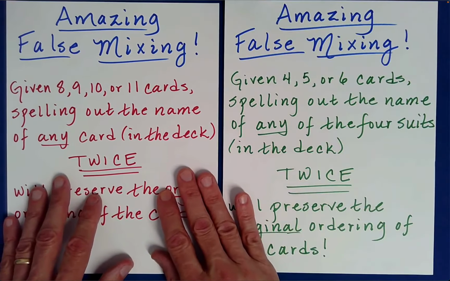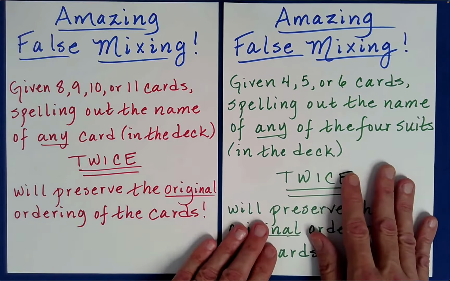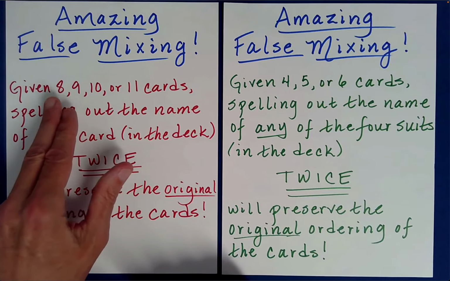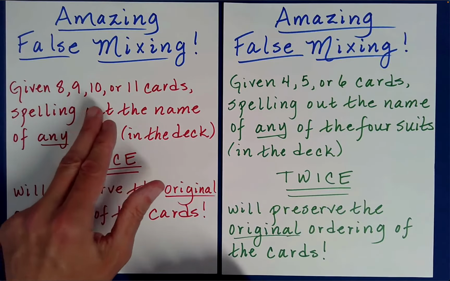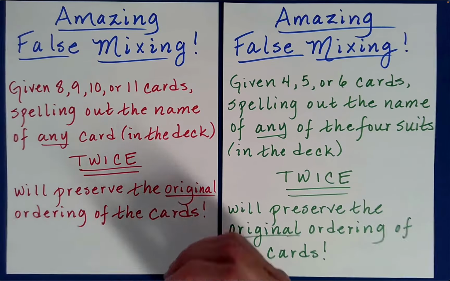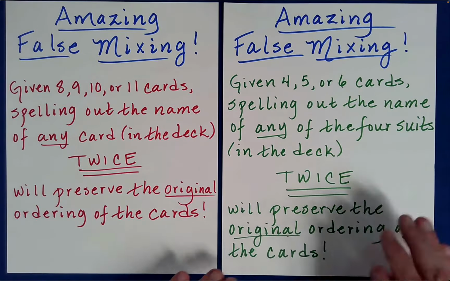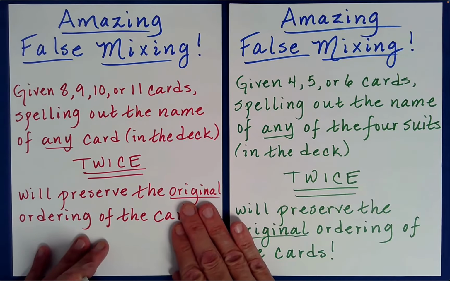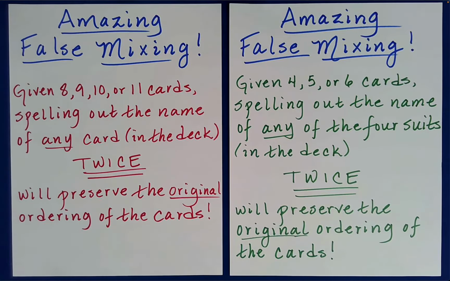Okay, so let me just put these up to remind you. So for example, if we allowed the spectator to choose any one of these 8, 9, 10, or 11 cards to work with, and I guess I should point out also that it won't be too difficult for you to see how you can use this, because it has the same benefit as any false shuffle. So a false shuffle is a shuffle where it looks like you're mixing the cards, but you're not. The cards are still in their original order, or some of them are still where they started out to be.